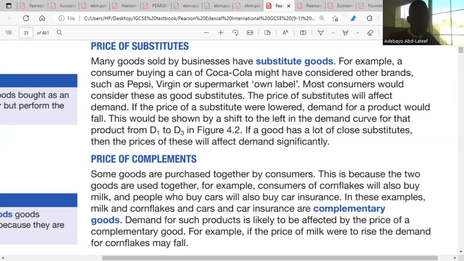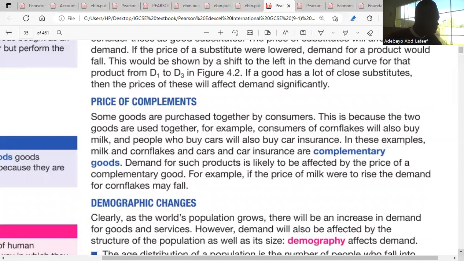Then we have price of complements. What is a complement? When we talk about complements, we're talking about goods that have to be purchased together, like car key and the car, the laptop and the charger. Tea and sugar, they are complements. Bread and tea, they are complements. This kind of goods, we call them complementary goods or complements. They suit each other. They are used together. So what we're talking about is the price of a complement.